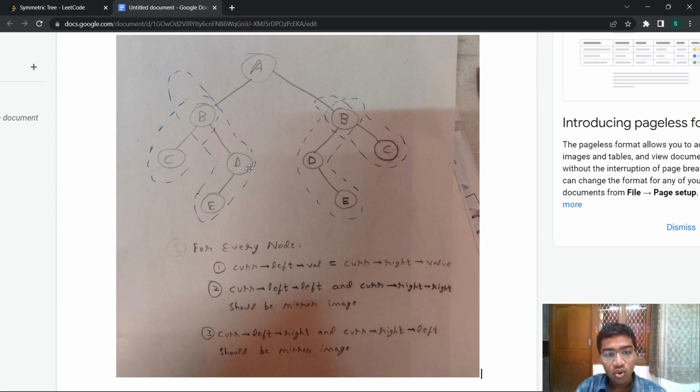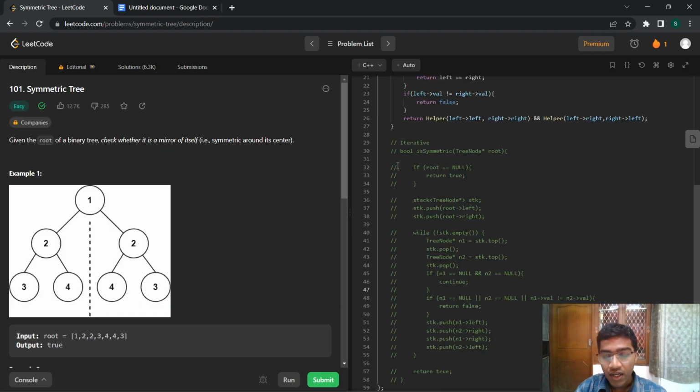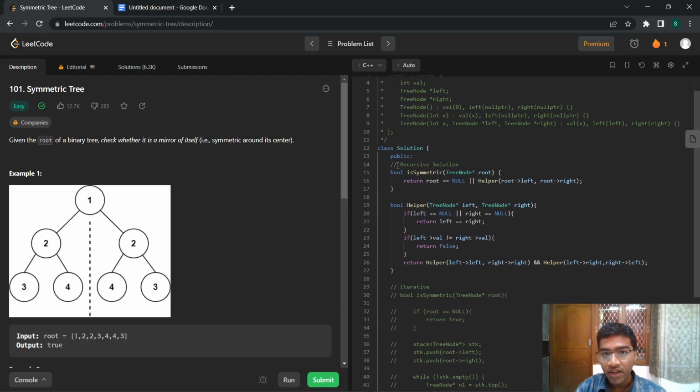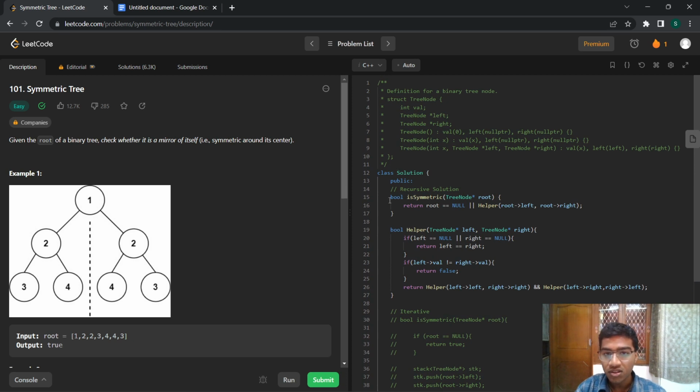Now to see this in code, let me first show you the recursive code. It's quite easy to implement and then we will be discussing the iterative code as well. So for the recursive code, we have been given a function which accepts a root node. Now what we have done is create a helper function which will tell us whether two subtrees are mirror images of each other or not.